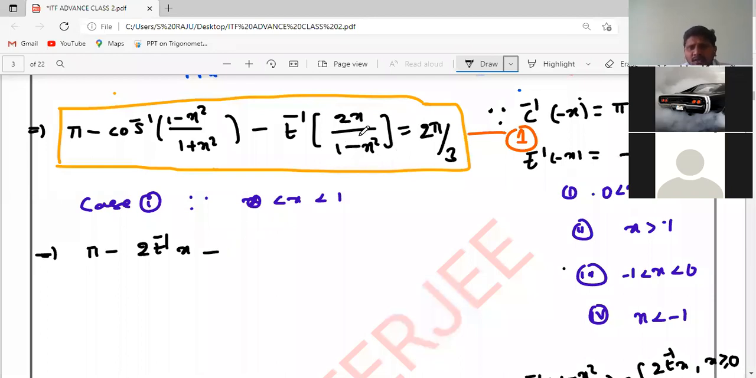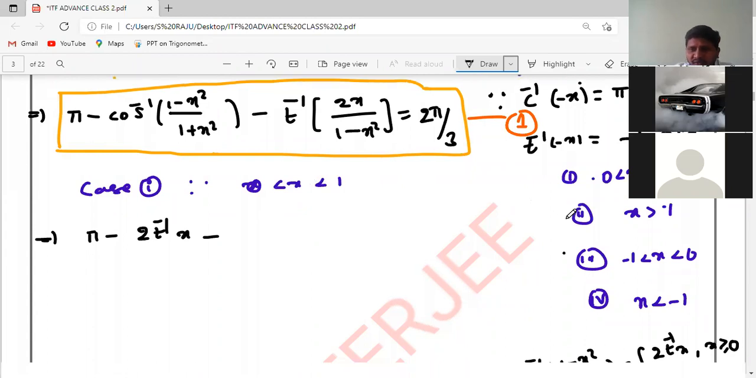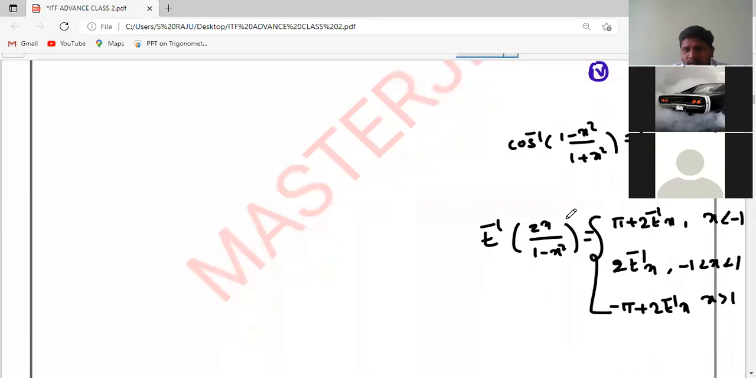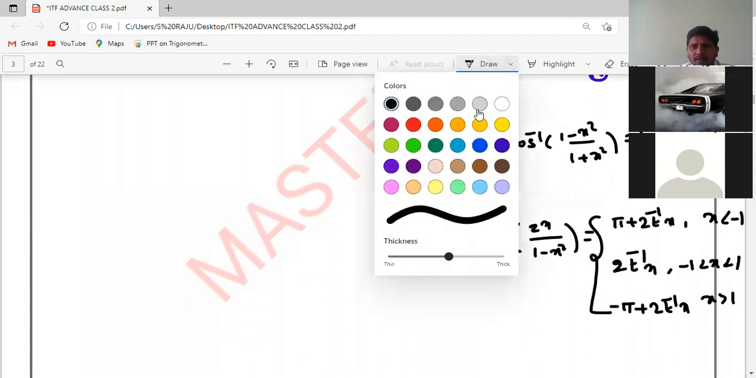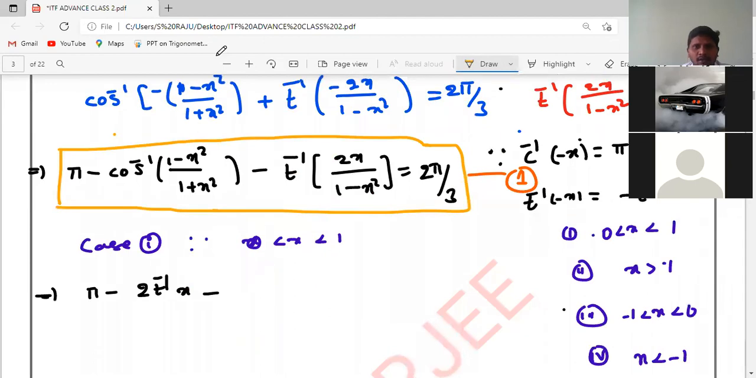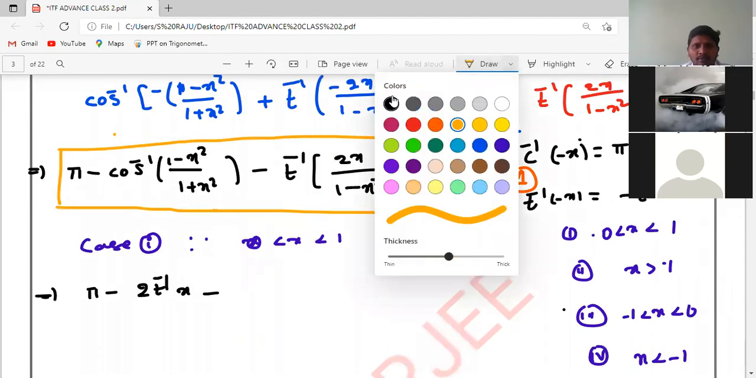Okay students, here what is the case? x lies between 0 and 1. So if you see the tan inverse formula, which formula are we going to take? First, second or third? Three cases are there. 0 is less than x less than 1. Yes, the second one. Am I right? Yes, this second condition, so 2 tan inverse x.